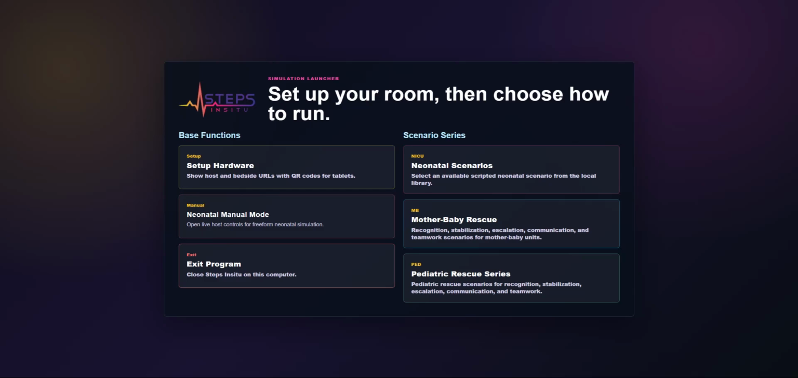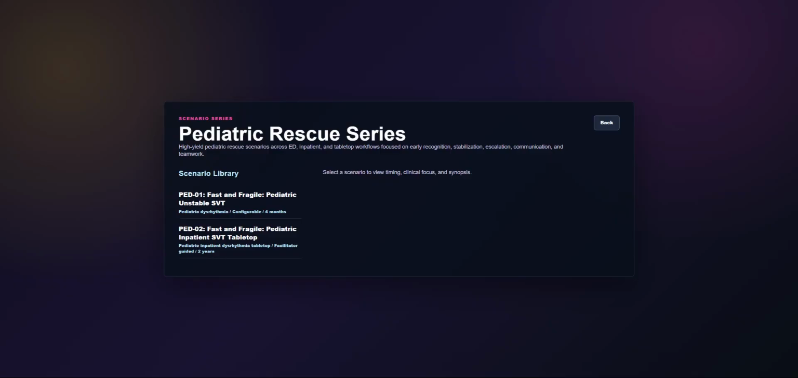Hello, so today we're going to demonstrate our tabletop sim. Over here we created a pediatric rescue series, a fast and fragile pediatric inpatient SVT tabletop. A tabletop is something you can do with a group of nurses, doctors, anywhere, and you just have to open up your computer and tablet and even an auxiliary monitor. For today's demo, we only have one monitor recorded, but this can be spread out among 3 monitors.